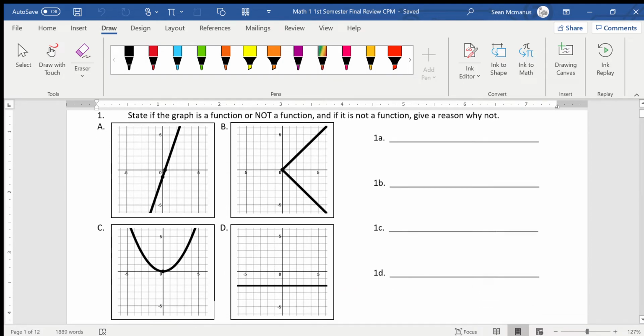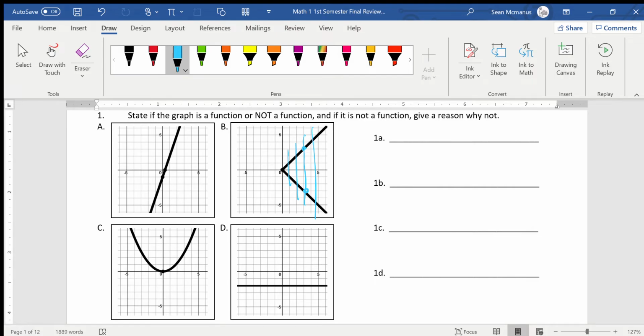So problem number one asks me, state if the graph is a function or not. If not, why not? So we're going to think back to what we did in Unit 1. Something is a function if every input has exactly one output. And what that looks like on a graph, like we see here in A, B, C, and D, is that every input, every x, has only one y. So if we have 2 points on top of each other, like here and here, that's bad. Or here, or here, or here.